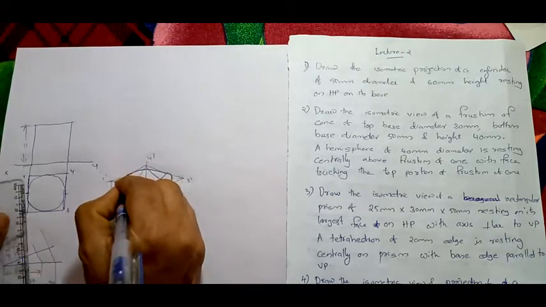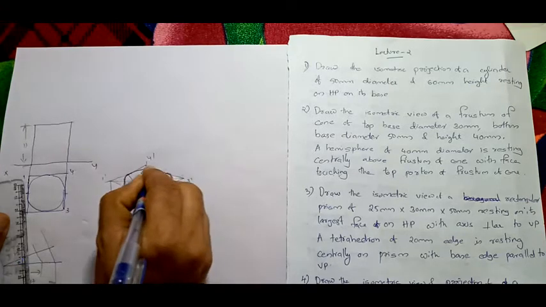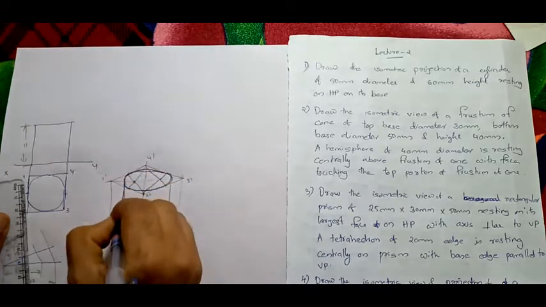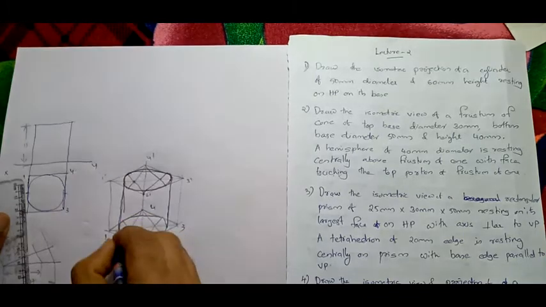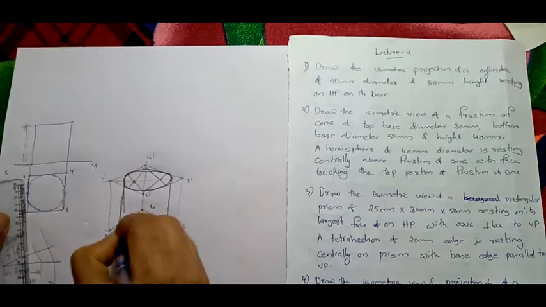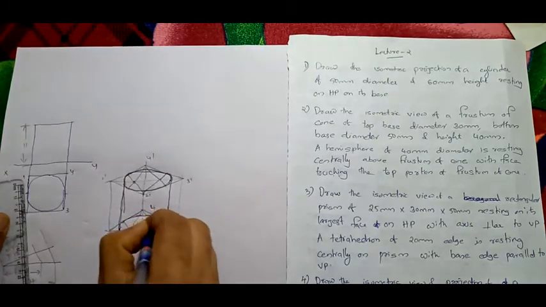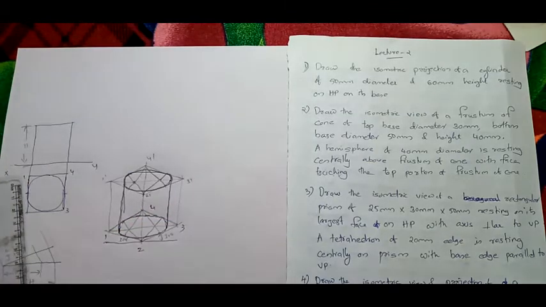Now visibility, I will be telling. So the top will be fully visible to you. Now this line is visible, this line will be visible, and up to this point it is visible. Now this curve will be dotted. So you have completed the cylinder. So we have completed the first question.